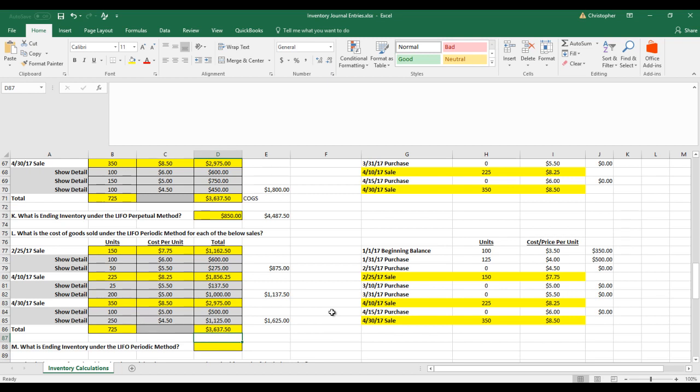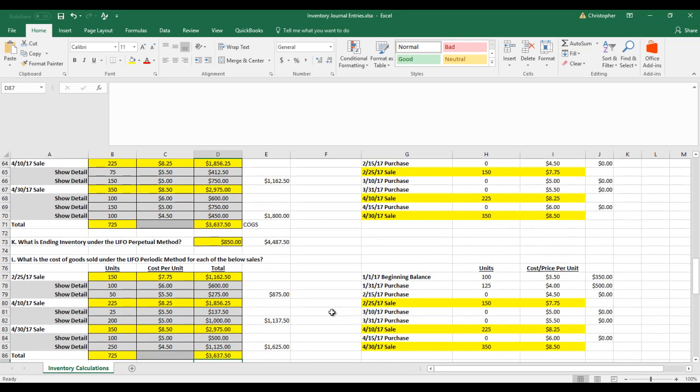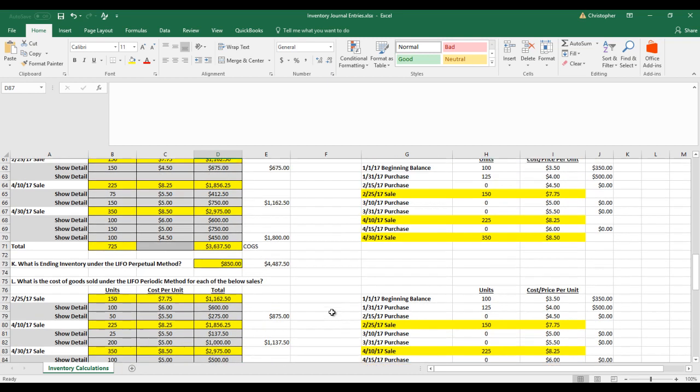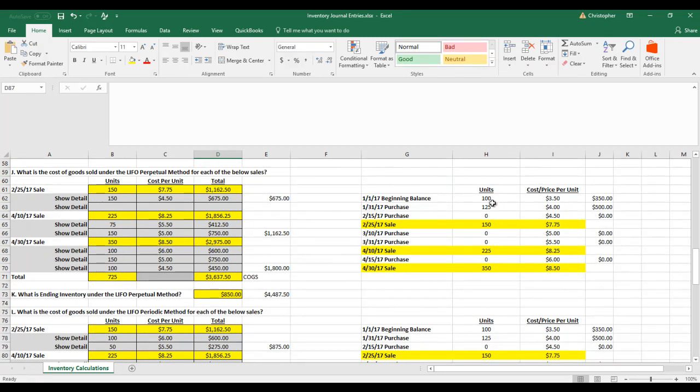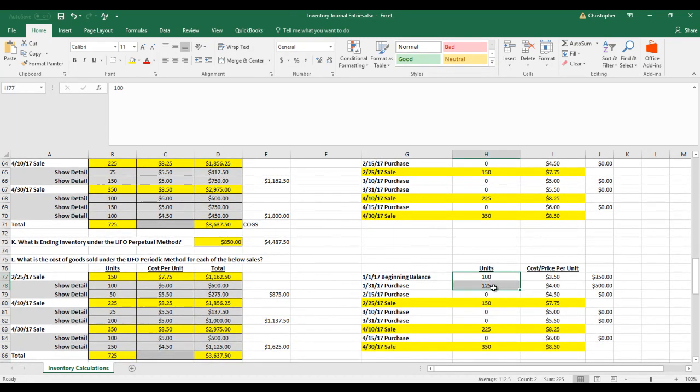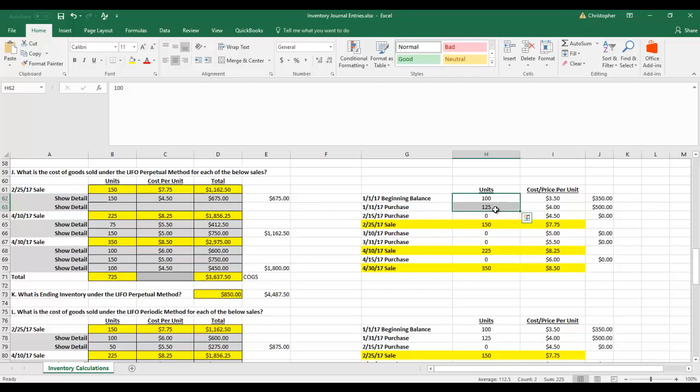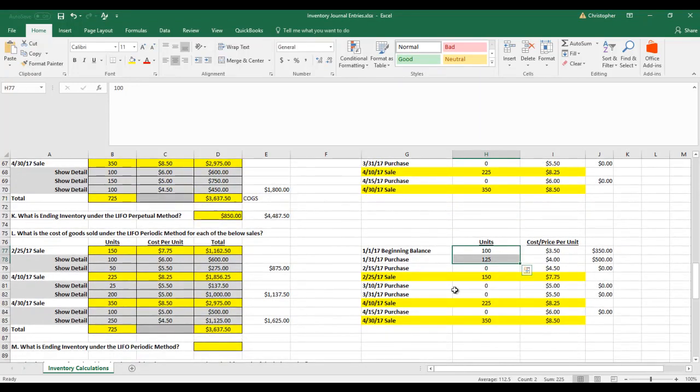So what I was saying earlier is that LIFO perpetual and LIFO periodic aren't always going to be the same. In some cases, however, the way it works out, they may be. The reason is we still ended up using everything but these last two layers. Therefore, overall, we ended up using the same cost, the same number of units.